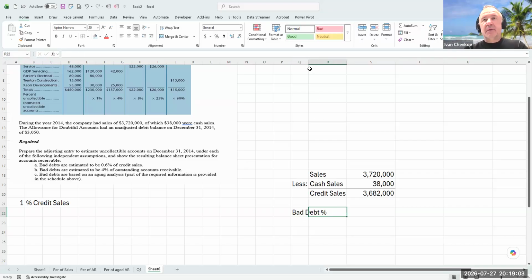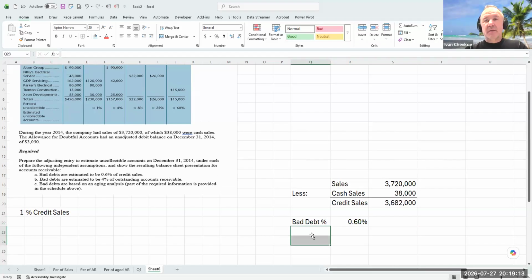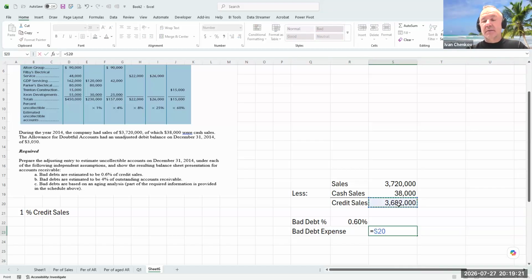And that bad debt percentage is estimated to be 0.6%. So the bad debt expense in this case is going to be equal to trade sales times 0.6%, or 22,092.